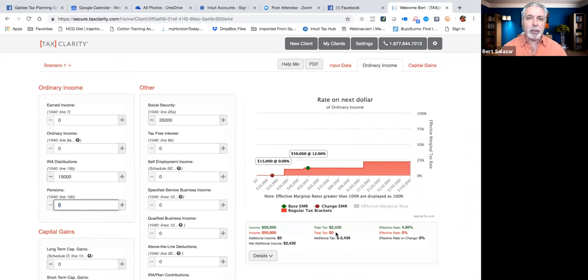And they said, absolutely. But now they realize that they can pull the same income and pay 0% in taxes. So then my next question to them was, well, how much more income can we pull out of the IRAs without having to pay any taxes whatsoever?